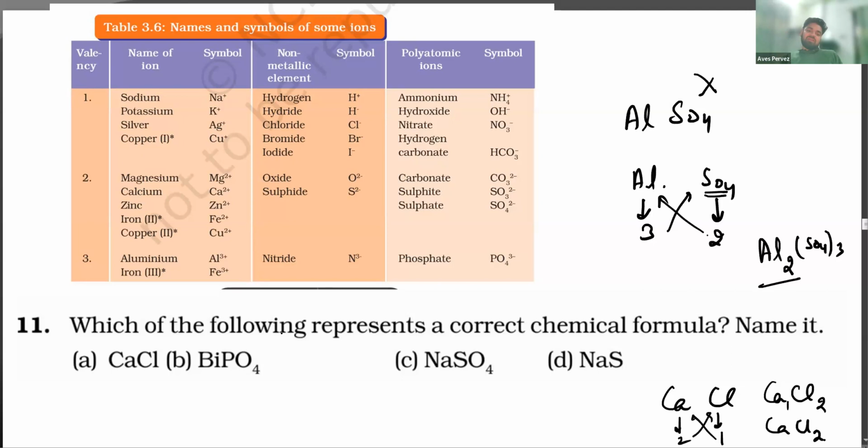Bismuth is not written here, so I'm going to write here that bismuth is positive 3. Right here, positive 3. Bi is bismuth.